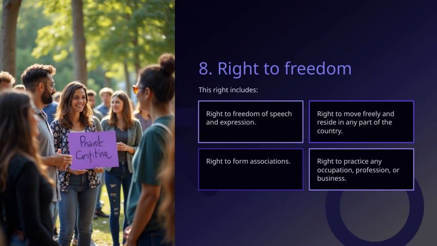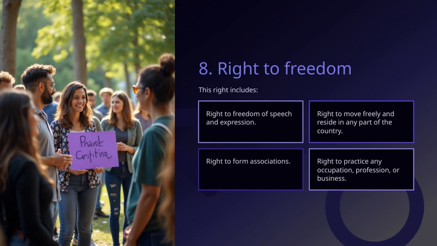Next, there's the right to form associations. That allows us to come together with others who share our interests or goals, whether it's for social, cultural, or political purposes. It helps build a sense of community and collective strength. We also have the right to move freely and reside anywhere within the country. This freedom enables us to choose where we want to live, work, and establish our homes. It promotes mobility and economic opportunity.